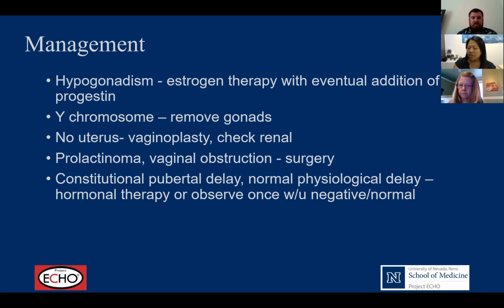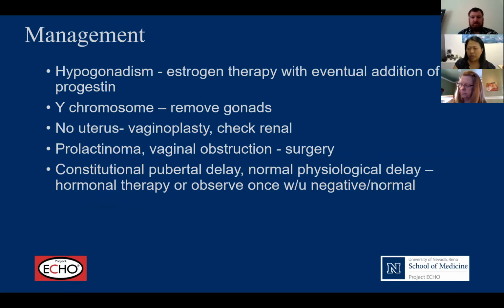If they have constitutional pubertal delay or normal physiological delay based on your physical exam and history, most of the time you can just observe, okay? Down the road, you can offer hormone therapy. I wouldn't do it before the age of 15, 16. You should give them every opportunity to have their first period naturally. And also to make sure that if they've gone through pubertal development, with the exception of the period, you want them to maximize their growth potential before you start giving them hormones.